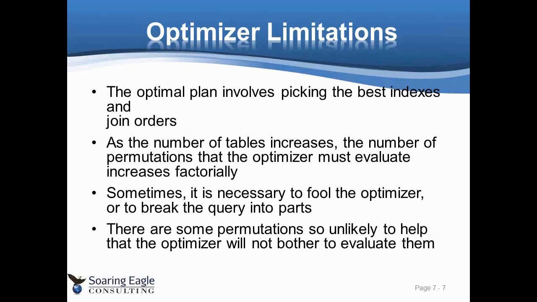What that's saying is that if I have one table, I've got one join order. Two tables, I have two possible join orders. Three tables, I have 6 possible join orders. 4 tables, I have 24 possible join orders. So with each additional table, the number of join orders goes absolutely nuts.